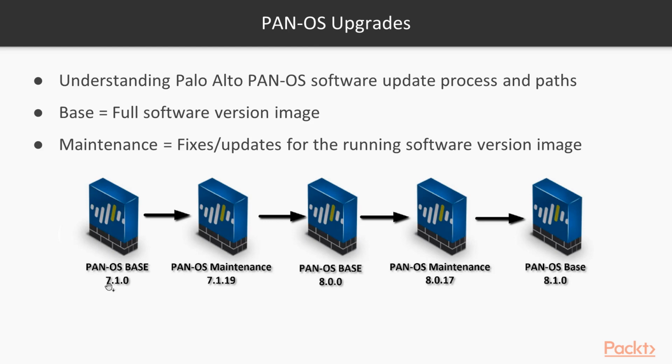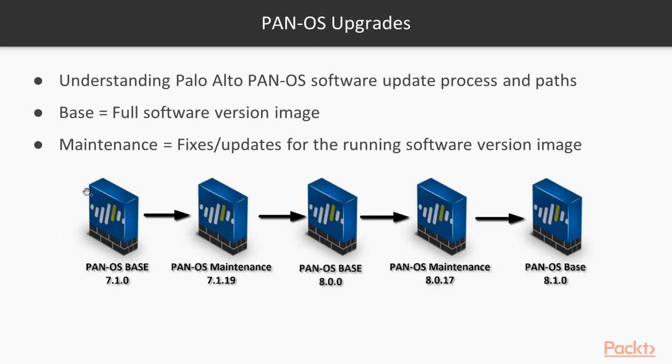Don't ever go from 7.1.0 all the way to a major release without going into the base first. First of all, the PA will throw you an error saying, well, you don't have a base. So I cannot, for example, from 7.1.0, go and patch 8.0.17 because I need the base first. So you want to go 7.1.0, 8.0, and then go all the way to 8.1.